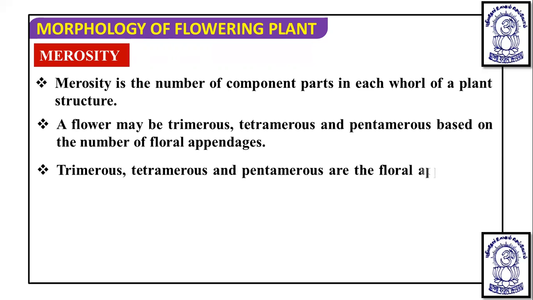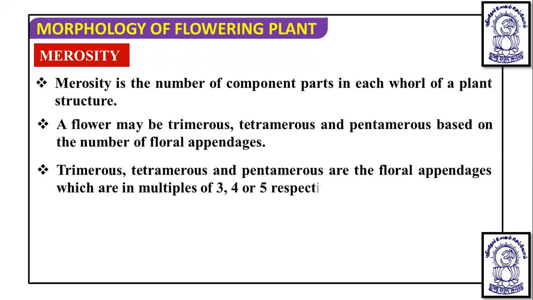So trimerous, tetramerous, and pentamerous are the floral appendages which are in multiples of 3, 4, and 5. If sepals are 3 and petals are 3, then it is known as trimerous. If the floral appendages are 4, then it is tetramerous. If the floral appendages are 5, then it is pentamerous.